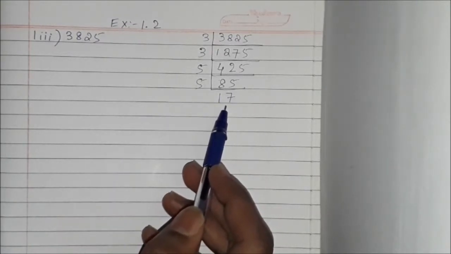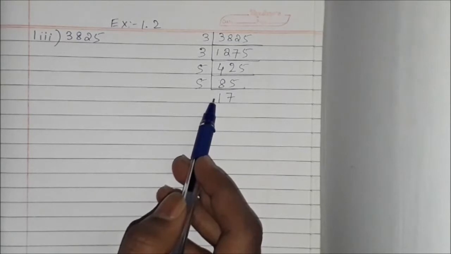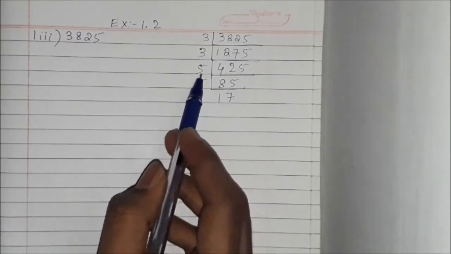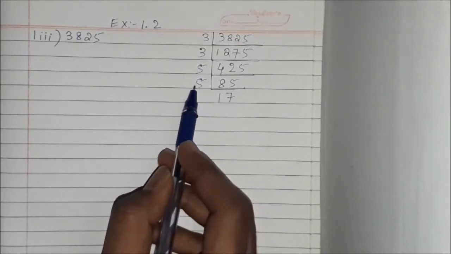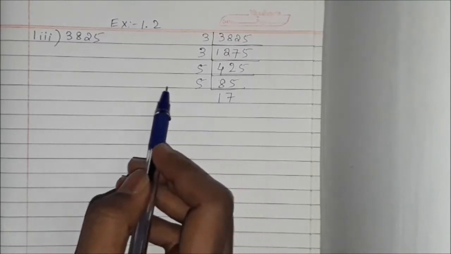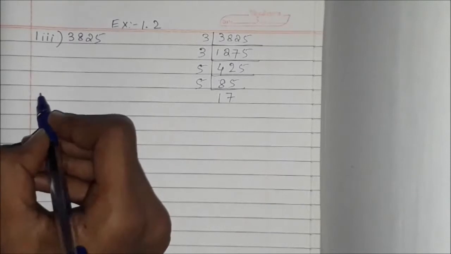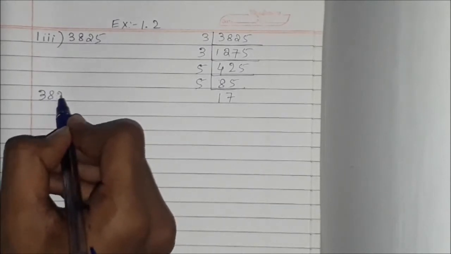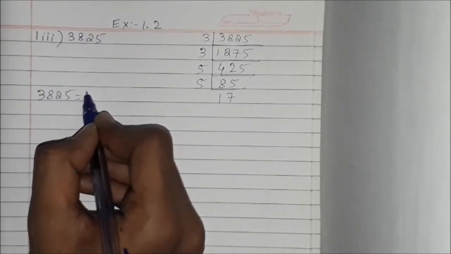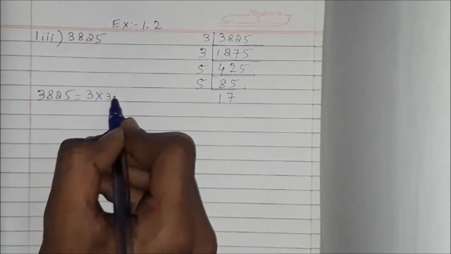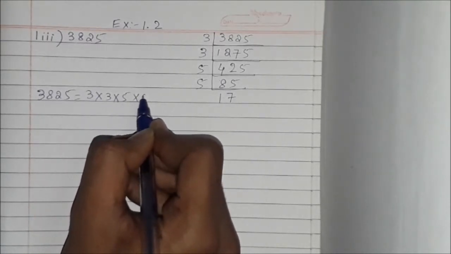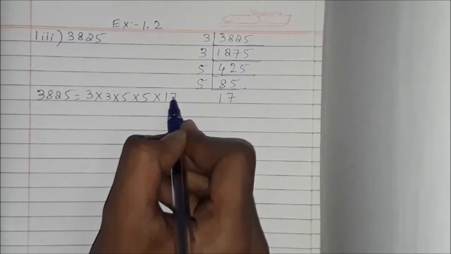Since 17 is a prime number, it will not go in any table. So now stop here and multiply all these numbers. That is, 3825 can be represented as 3 into 3 into 5 into 5 into 17.